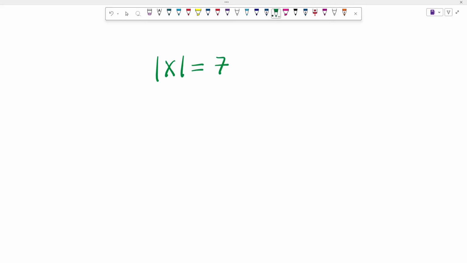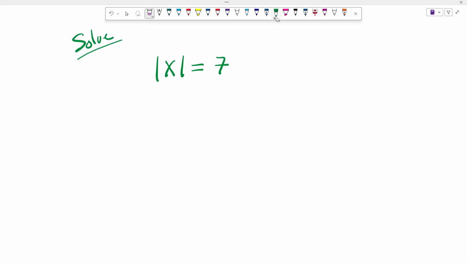What's this thing I've written up here? The absolute value of x is equal to 7. Is it an expression or an equation? Equation. We call this an absolute value equation because it contains an absolute value. Is it true, false, or open? Open. Are the solutions numbers or ordered pairs? Numbers, because there's only one variable. We're going to solve this. What does it mean to solve? To find the solution set.